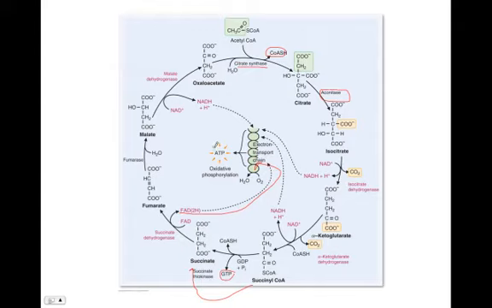In addition to regulation of the pyruvate dehydrogenase complex that converts pyruvate to acetyl-CoA, there are 3 steps in the TCA cycle that are also regulated: isocitrate dehydrogenase, alpha-ketoglutarate dehydrogenase, and malate dehydrogenase.